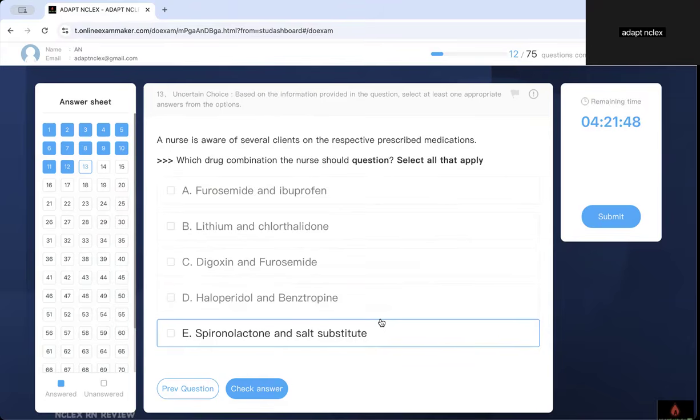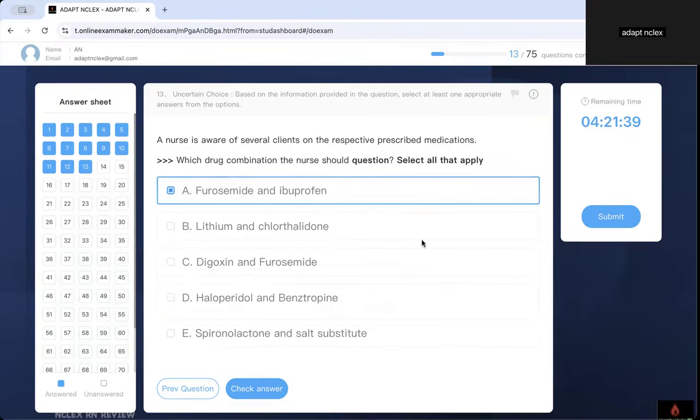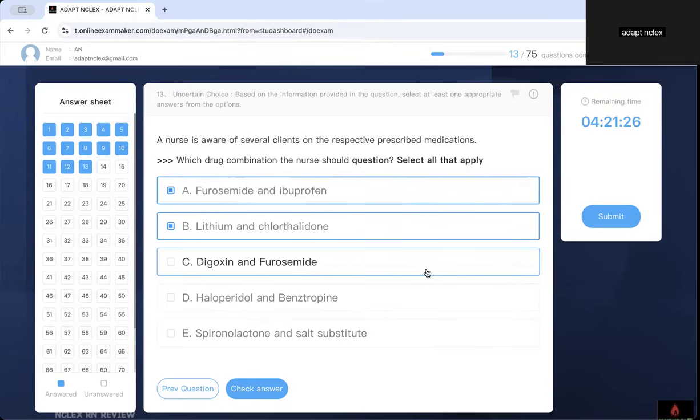Furosemide and ibuprofen. Well, if you take furosemide, we're trying to get rid of your fluid. And if you take ibuprofen, it will let you retain. Therefore, I need to question. If you take lithium, dehydration is a problem. If you take chlorothalidone, you're going to get dehydrated. Hydrochlorothiazide is that derivative, diuretic. We have a problem. You see what I'm doing? I want you to do that.